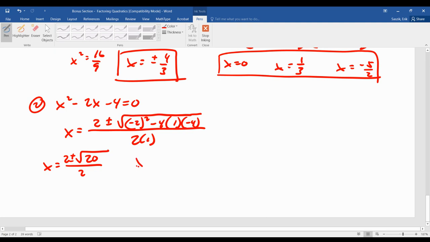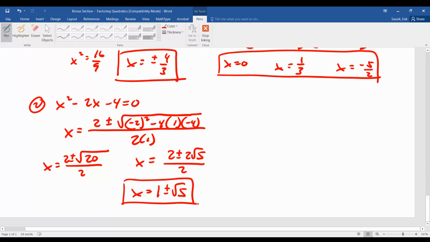Now, what does that become? You get this, and we can simplify it: 2 plus or minus the square root of 20. The biggest perfect square in that is 4. The 4 comes out as a 2, and we have a root 5 left in there. Now 2 over 2 is 1, so these cancel. You end up with two answers: 1 plus root 5 or 1 minus root 5.